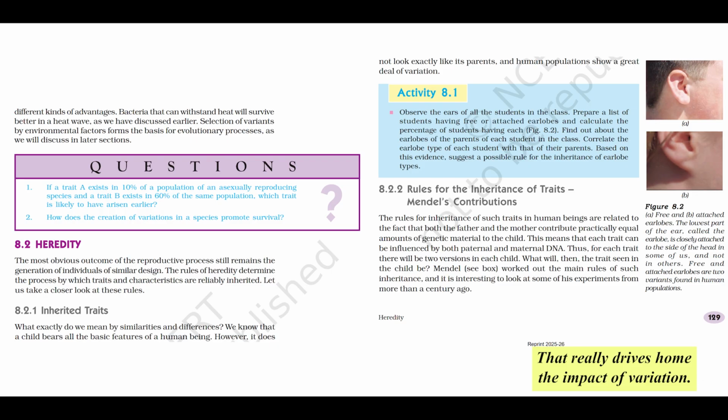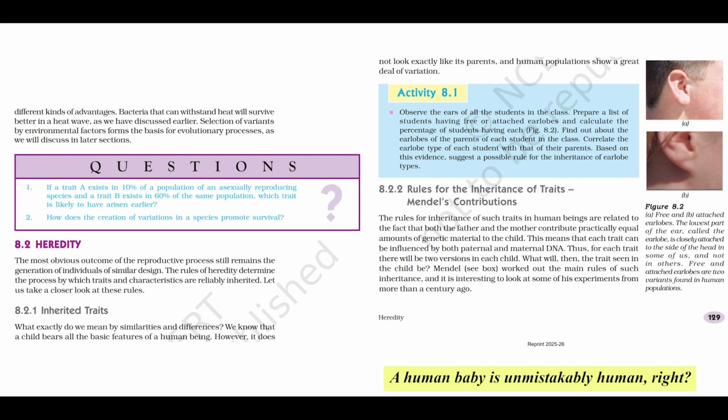That really drives home the impact of variation. It's not just cosmetic, it's about survival. Okay, so building on that, let's focus on how these characteristics actually get passed down reliably. What exactly do we mean by heredity, and how do we balance the similarities and differences we see? Good transition. Heredity, at its core, is the process by which these traits and characteristics are consistently passed from parents to offspring. The most obvious result of reproduction, as you noted, is creating individuals with a similar basic body design.